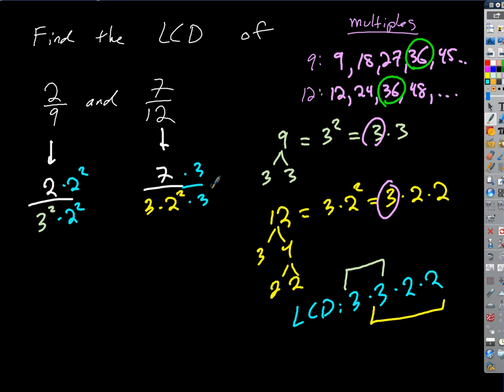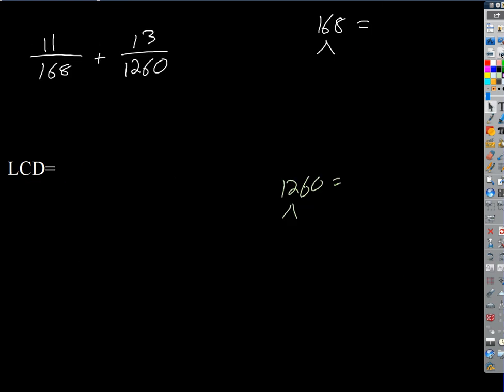Let's try another one, a little harder. What about something like this? What if I've got just ridiculous denominators? This would be hard to do with multiples, wouldn't it? If I have to make multiples of 168 and multiples of 1260, those aren't very fun multiples to do, and the list might be really long before I get a shared common multiple. But if I just use the same method we used a second ago, this isn't that hard.